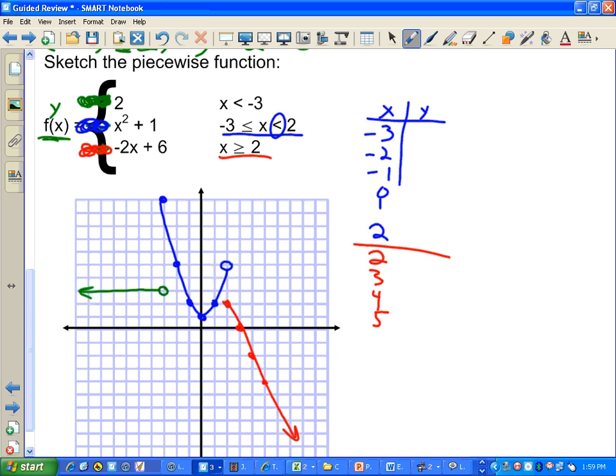That's my piecewise. My piecewise is still a function because it passes the vertical line test, right? Because if I put a vertical line here, it doesn't really touch that point. It only touches this point. If I put a vertical line here, it doesn't really touch the open circle, but it does touch once at the red. Still passes the vertical line test. Still a function, which is why it's important to have open circles and closed circles.